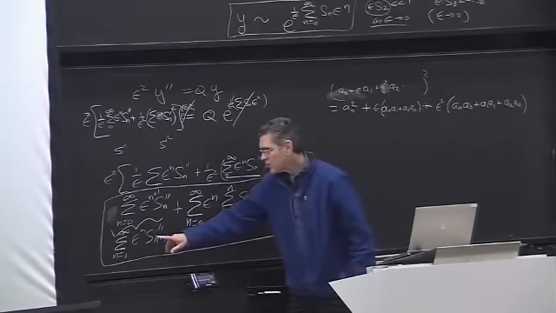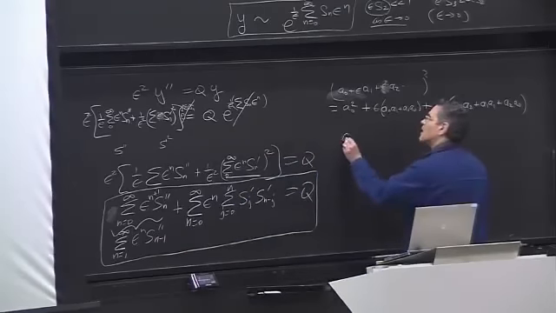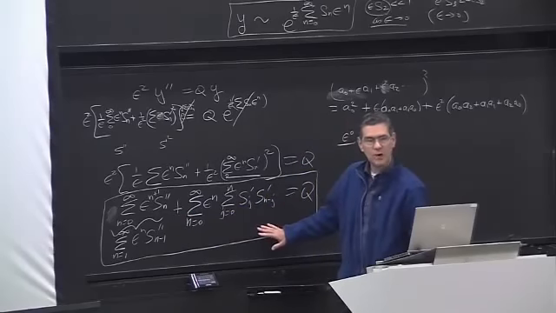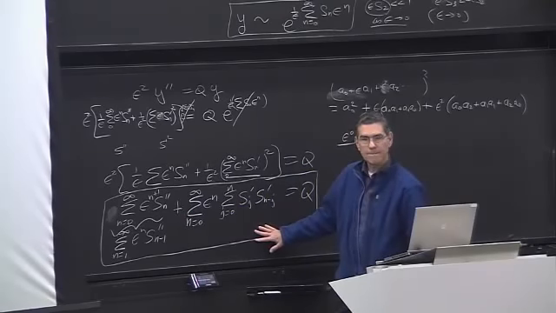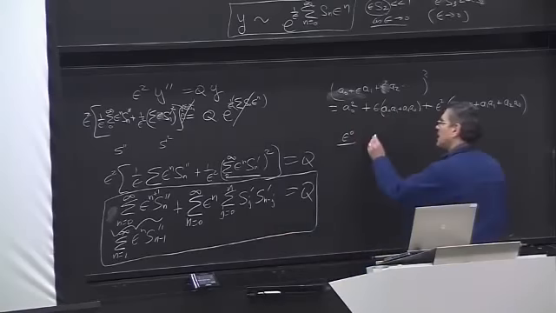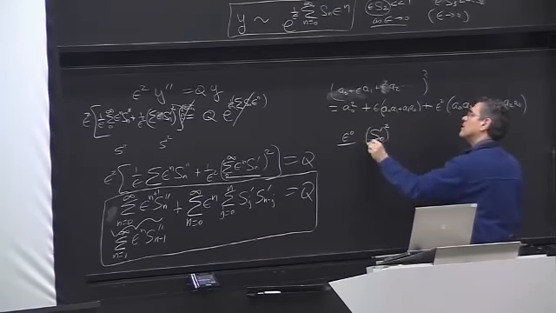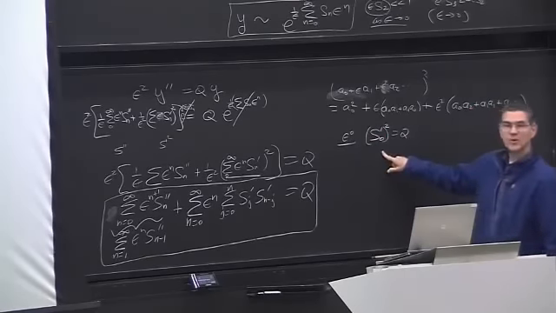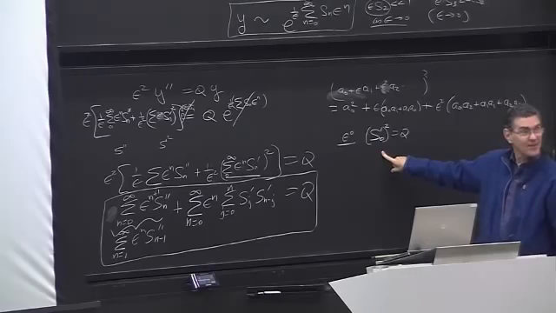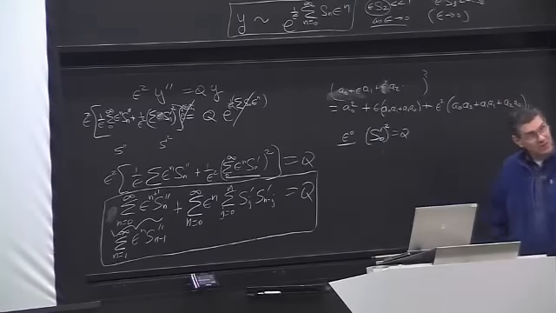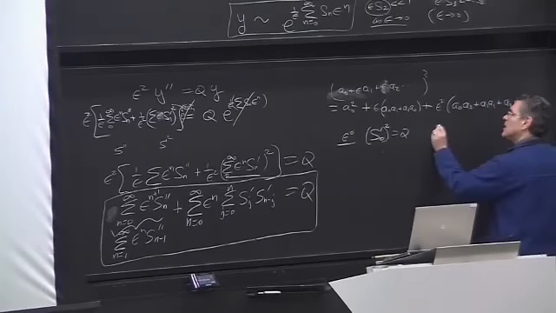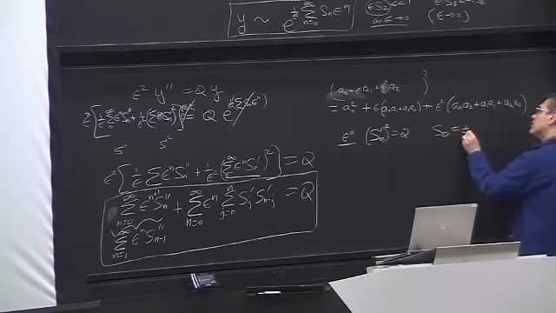What is the coefficient of epsilon to the 0 in this system of equations? S0 prime squared equals Q. Very good. We've seen that equation before, haven't we? This is a repeat of what we've done. You've already seen WKB. The solution to this equation is S0 equals plus or minus the square root of Q, integrated.